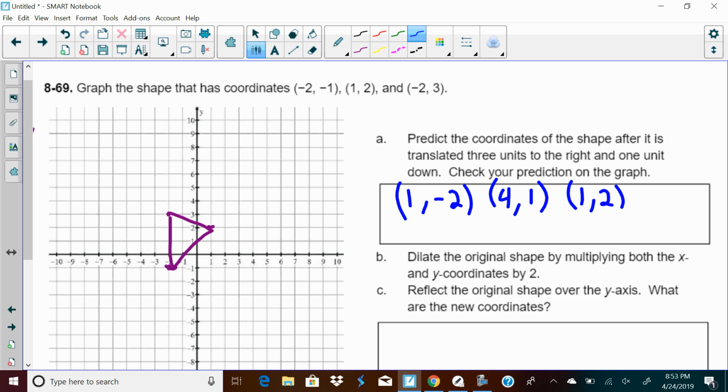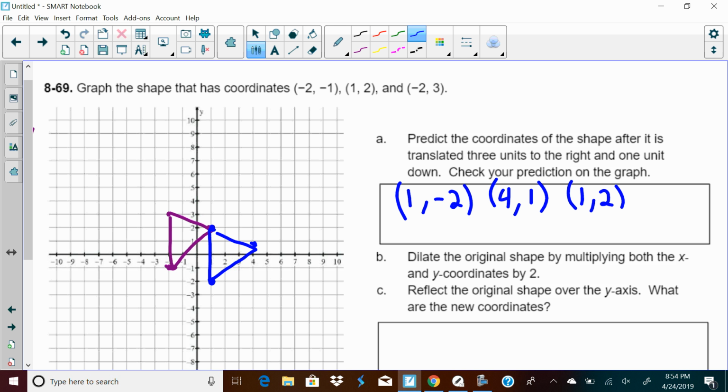If I were to draw my new shape, I would do 1, negative 2. So move to 1, 2, 3, down 1. 4, 1: 1, 2, 3, down 1. And 1, 2 would be right here. It moved 1, 2, 3, down 1. So that's where my new shape would be.